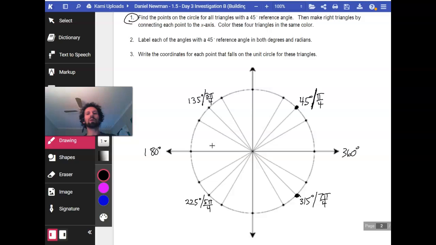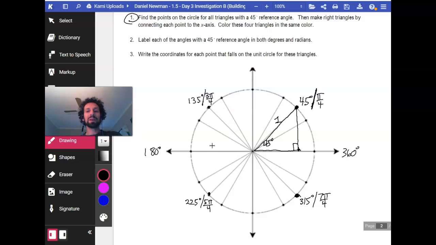Now, we want to get the coordinates of these 4 points. So to do that, the suggestion is to form triangles with each one of these. So I'm actually going to draw this triangle in right here. Now the important thing here is that this is the unit circle. So that means the hypotenuse length of that triangle is 1, because any radius of that circle measures 1 unit. So I'll put 45 degrees right here.